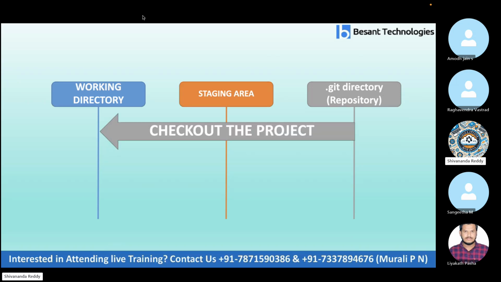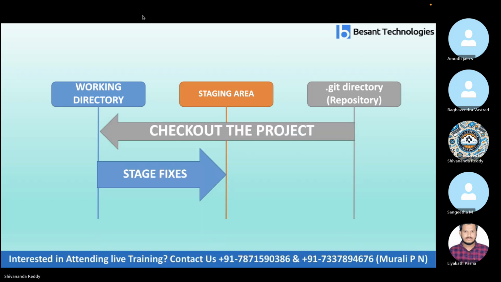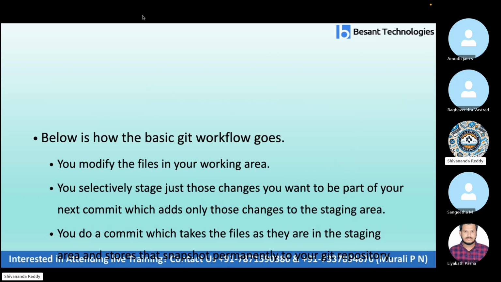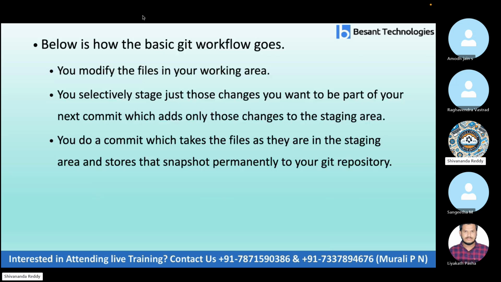Now we clone the project, stage the fixes, nothing but we created some files and we added them to the staging area. Then we do the commit. Below is how the Git workflow goes. You modify the files in your working area. You selectively stage just those changes you want to be part of your next commit, which adds only those changes to the staging area. Then you commit, which takes the files as they are in the staging area and stores that snapshot permanently to your Git repository.